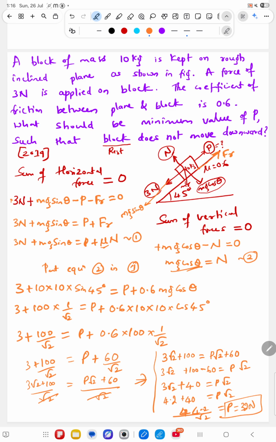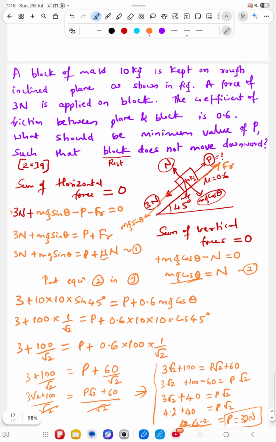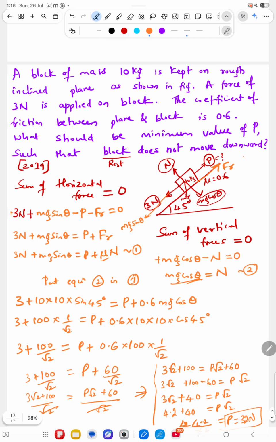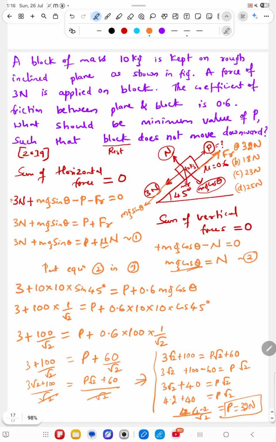So the final answer, see, I have not given the options here. The options are: the first option is 32 Newton, the second one is 18 Newton, the third one is 23 Newton, and the fourth one is 25 Newton. As our answer is 44.2 divided by root 2, that is approximately equal to 32 Newton, the first option is correct. Thank you.